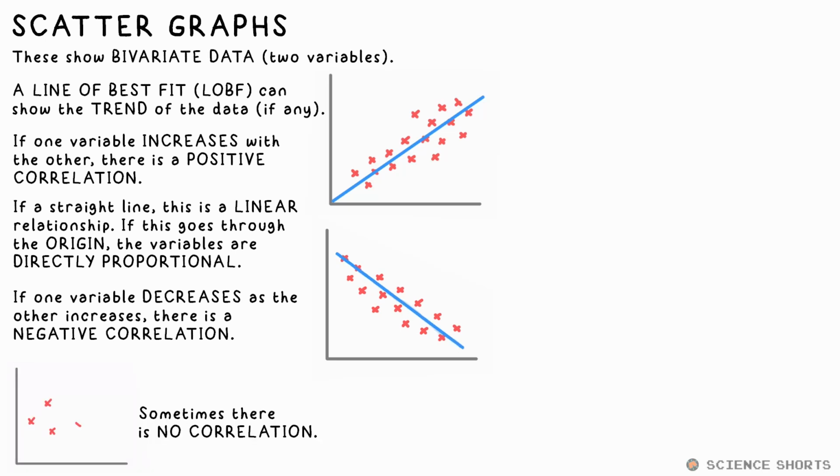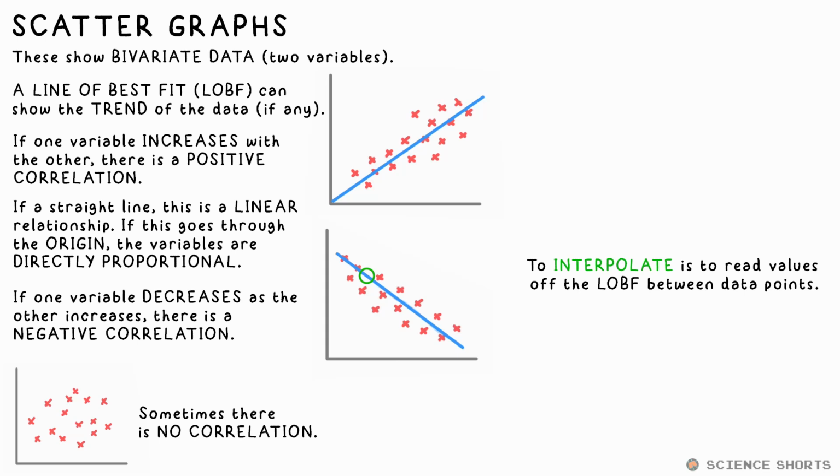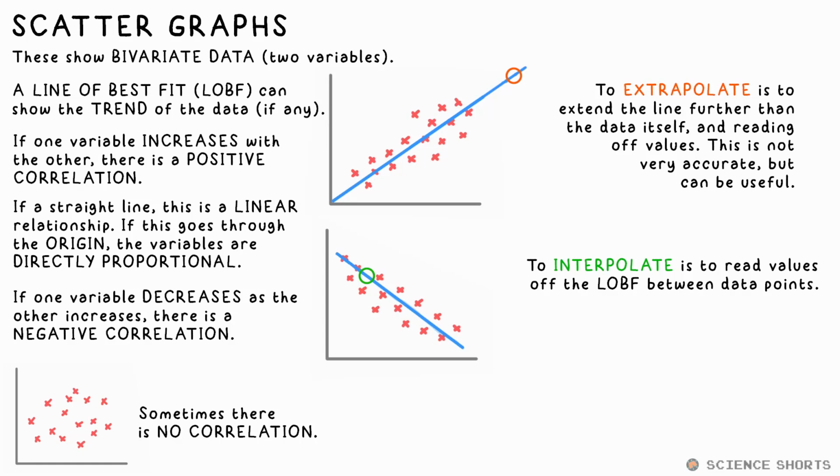If the points are all over the shop, there might be no correlation at all. Using a line of best fit, we can interpolate to estimate where a point might be between actual points. We can also extrapolate by extending the line past the points that we do have to do the same. Interpolating is considered to be far more accurate than extrapolating, as a small change in the gradient of the line of best fit will change where the point is if you extrapolate a lot. That means that it's not very accurate if you do it far away from the data you do have.